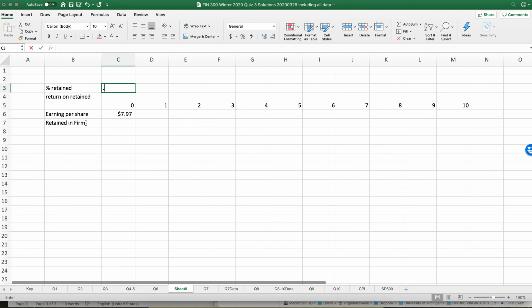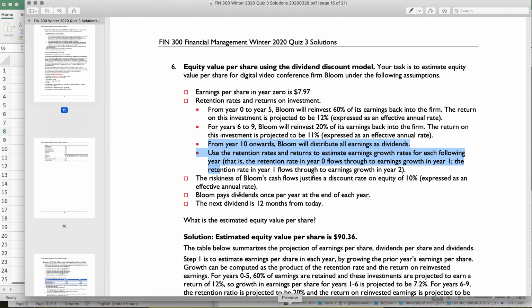The percent retained is 60, and let me just show you that. So that means that in year 0 we have dividends to pay out of $3.19. So what we did was we had earnings per share of almost $8. We kept 60% in the firm, and then we had dividends to pay out. Okay, so it grows at 60% from year 0 to year 5.